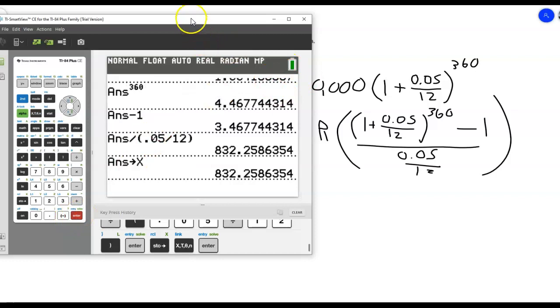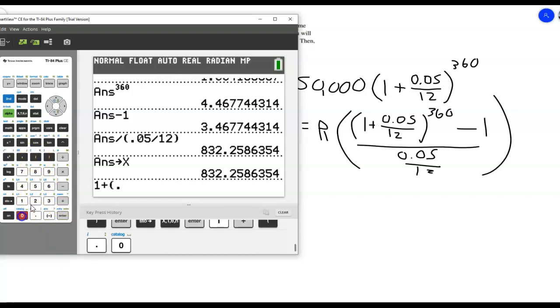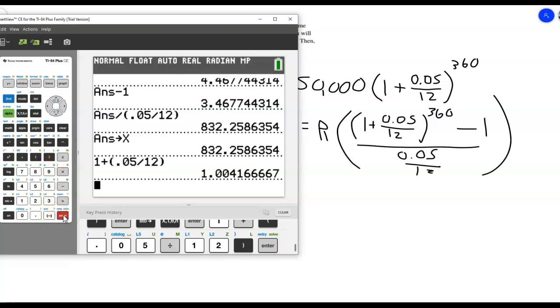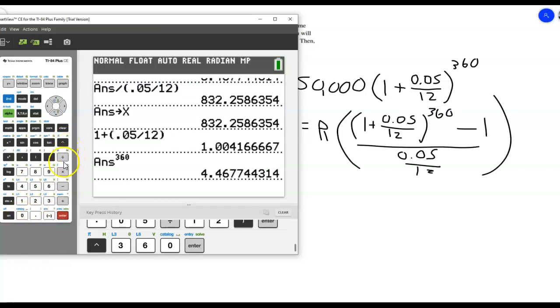And now we're going to get the number on the left here. So that's going to be 1 plus 0.05 divided by 12. All right, and we're going to raise that to the 360. And then we're going to multiply that by the $350,000.